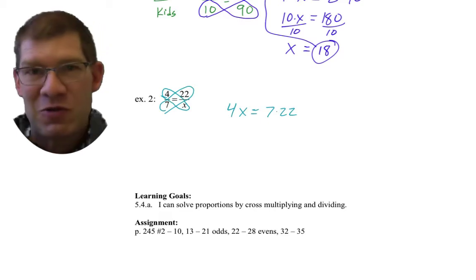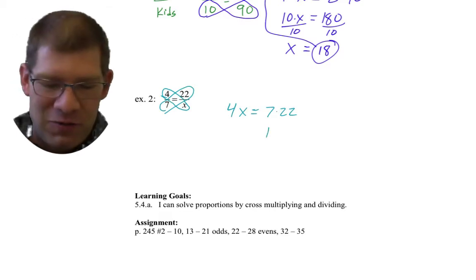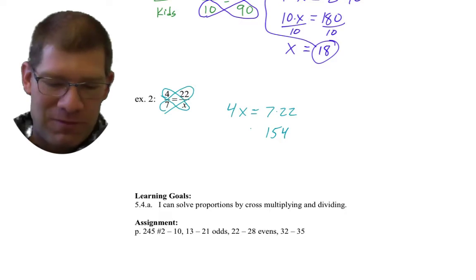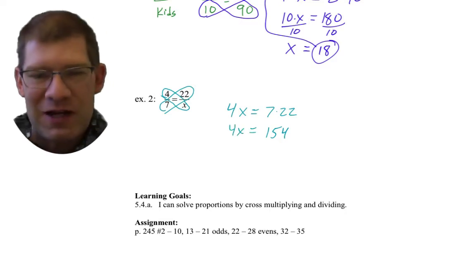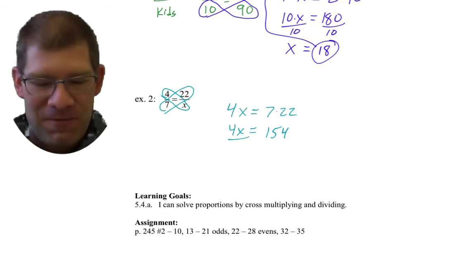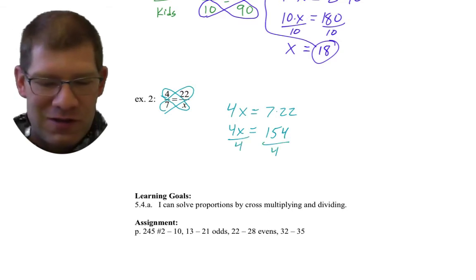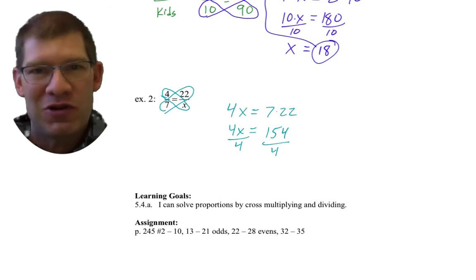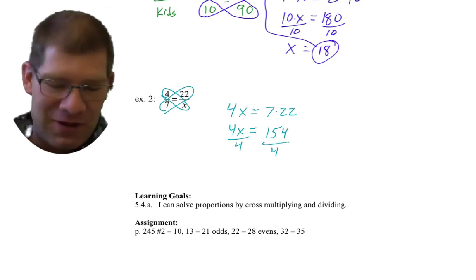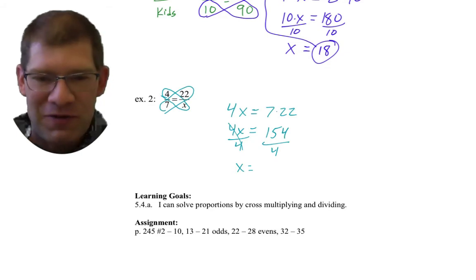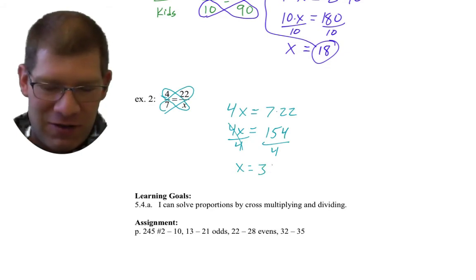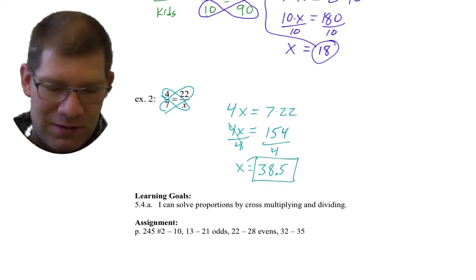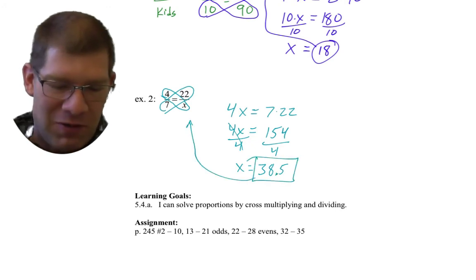Alright, so now 7 times 22, maybe punch into a calculator if you want, that's going to be 154. And then that equals my 4x. So next we would divide both sides by 4. You'll notice in both examples, you always cross multiply and then right away you divide after that. So then x is by itself. If I punch 154 divided by 4 in a calculator, I get 38.5. And that would be my x value. That'd be the number right there under 22.